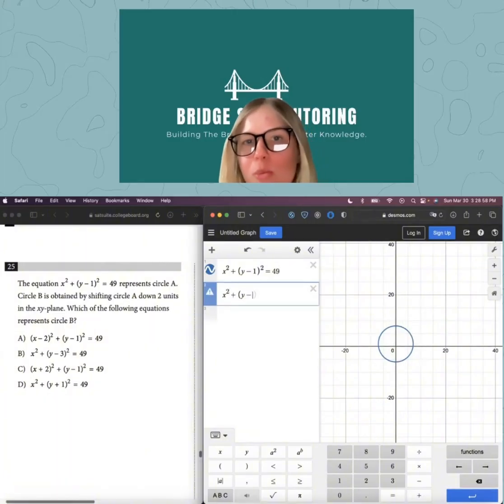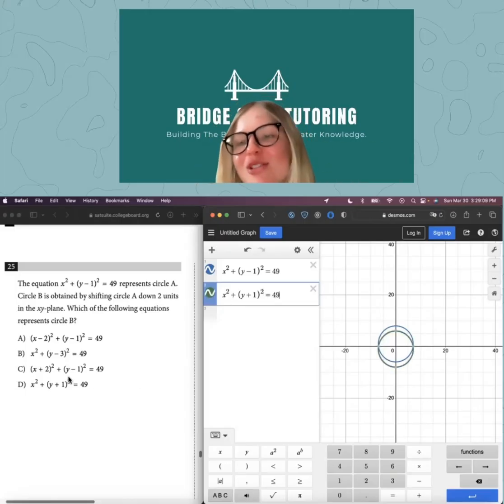Okay, so I'm going to go with the second choice. Just keep going through the process, seeing if there's a visual representation. Definitely not. I'm going to skip to D. And what I will see on this circle is there's an actual shift down. So the answer is D.